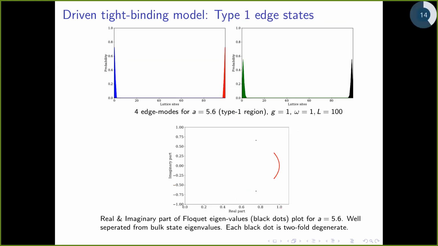Okay, so here are the pictures. So type 1 edge states, there are 4 edge states. Here I have plotted 4 edge states, and correspondingly the eigenvalue plot looks like this. So this red band gives the eigenvalues for the bulk states which are extended, and the 2 dots here, which are both doubly degenerate, give the 4 edge states that I just plotted here. So these are type 1 states.